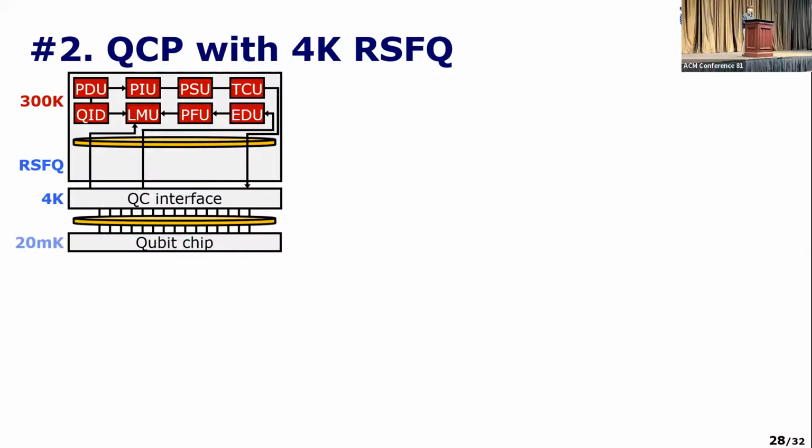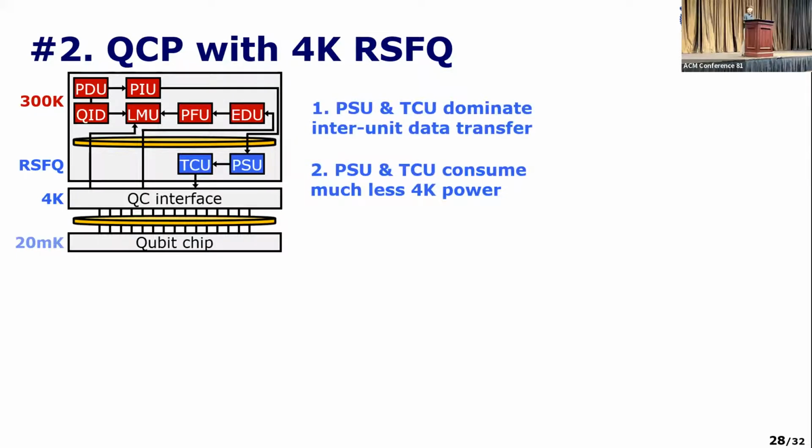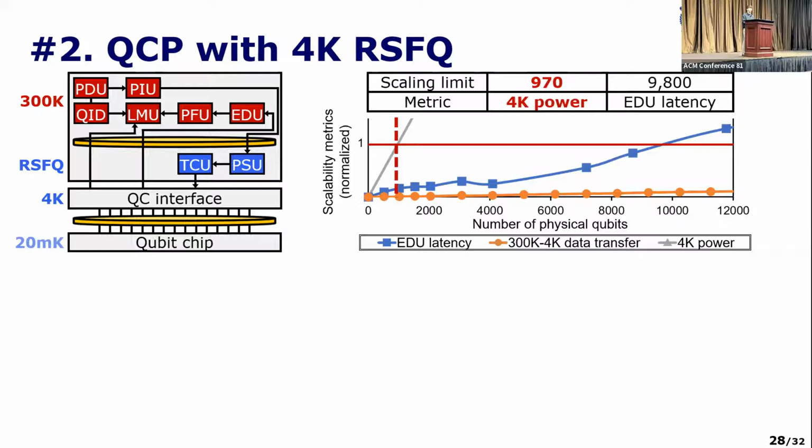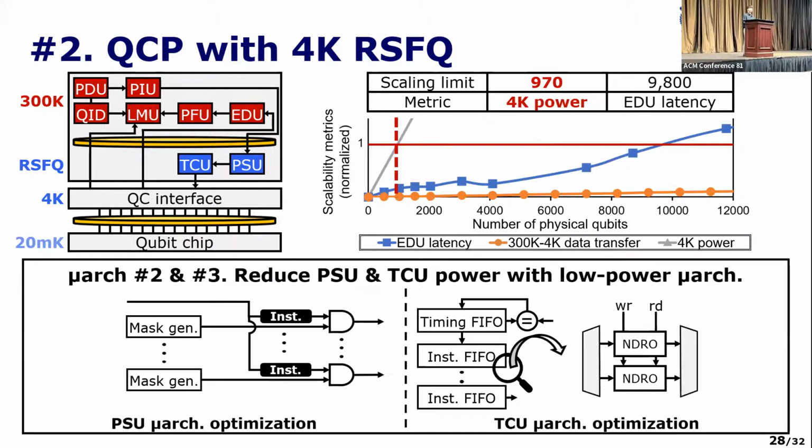First of all, rather than moving all units to 4 Kelvin, we move only PSU and TCU. This is based on our observation that PSU and TCU dominate the inter-unit data transfer while consuming much less power than others. However, we also observed that just moving PSU and TCU cannot improve the scalability due to the huge 4 Kelvin device power consumption. Therefore, to resolve this challenge, we propose low power PSU and TCU architectures.